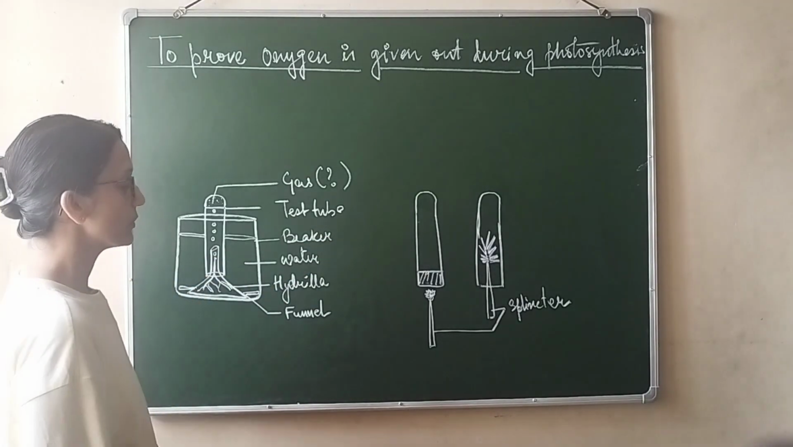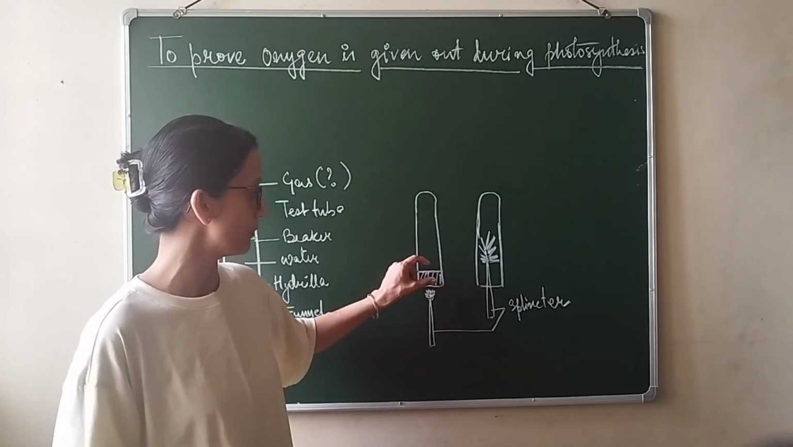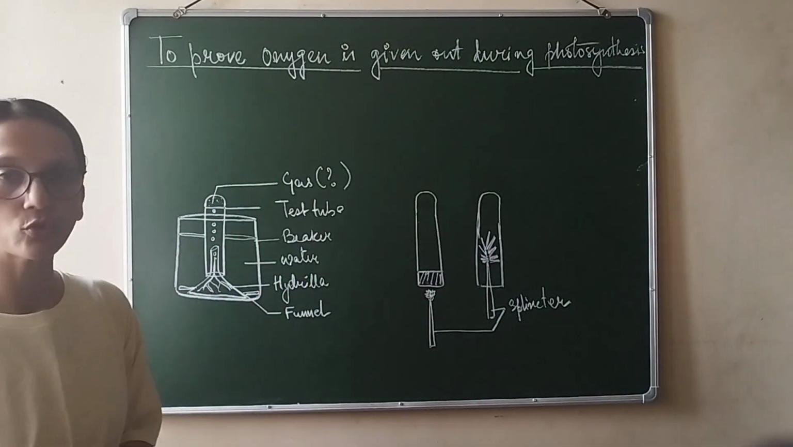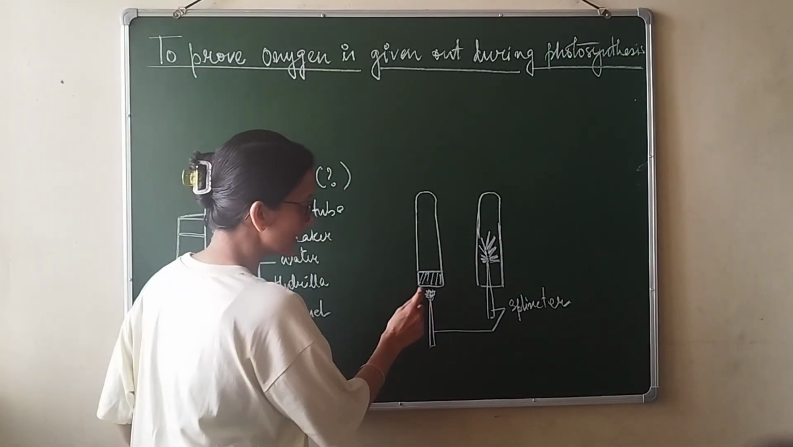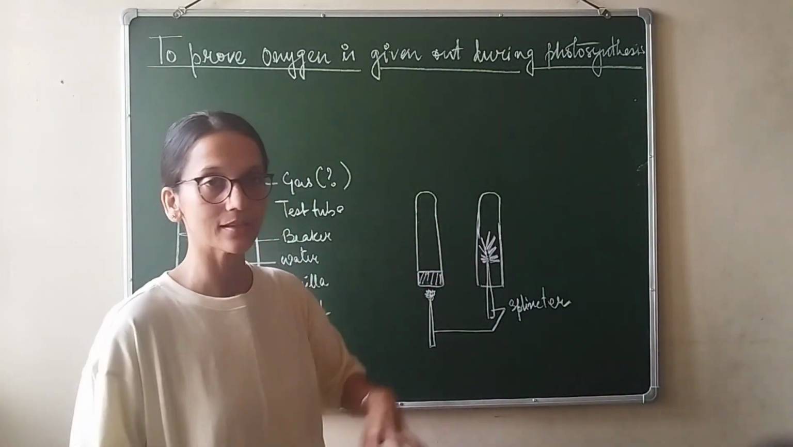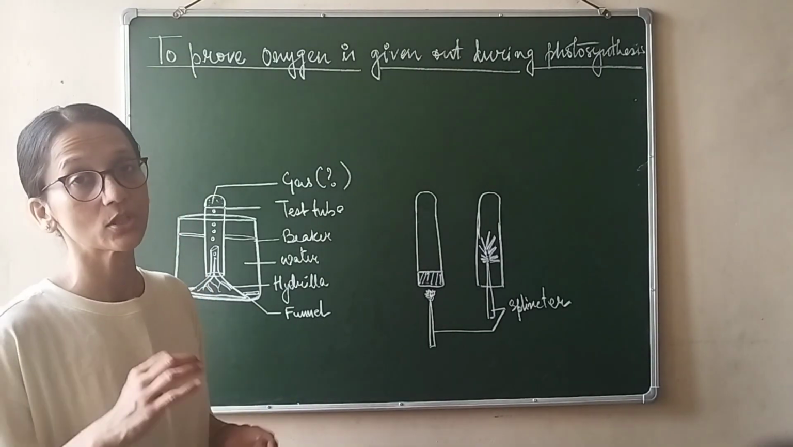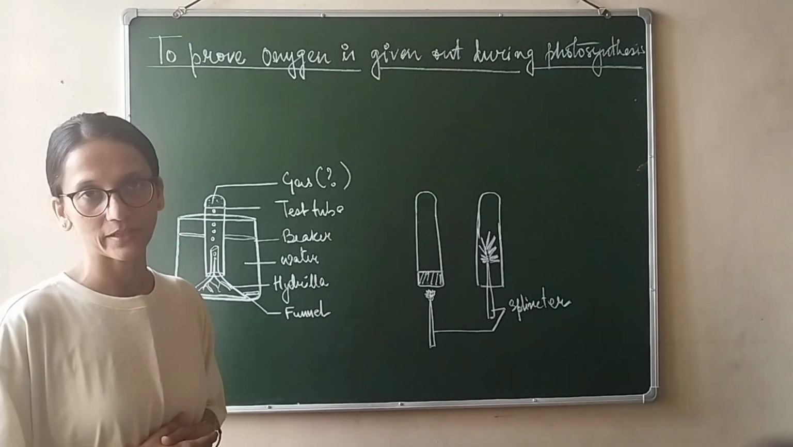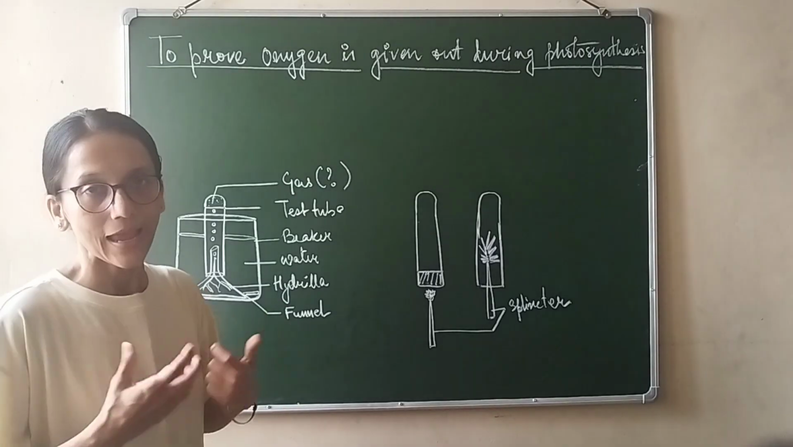What you're going to do is bring a burning splinter close to the mouth of the test tube. So you open the cork and bring the splinter close, or insert it inside the test tube. The moment you do this, you're going to see the flame, which was initially low, suddenly increase as it enters the test tube. So there must be some gas which is supporting the burning of the splinter, and we know in nature there's only one gas which supports burning, and that is oxygen.